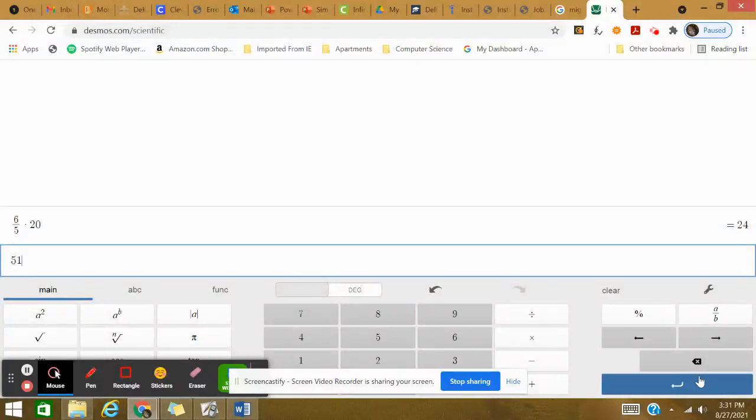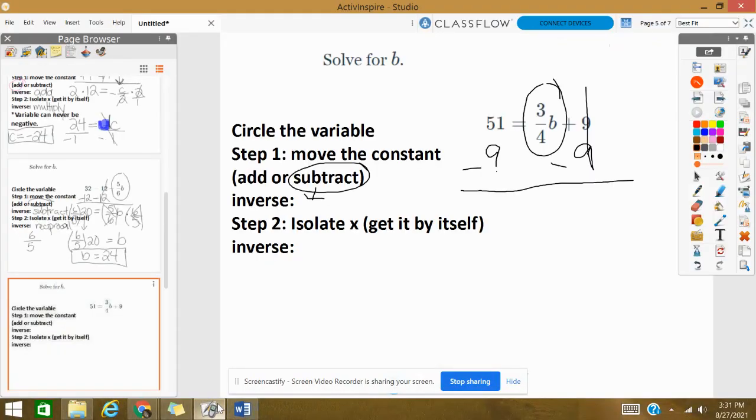So 51 minus 9. Yeah, 42. Just double checking my numbers. So I have 42, and that's equal to 3 over 4 b. Okay, I didn't do anything but bring the variable down.